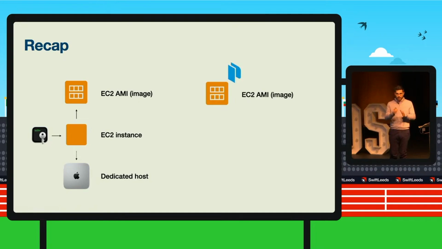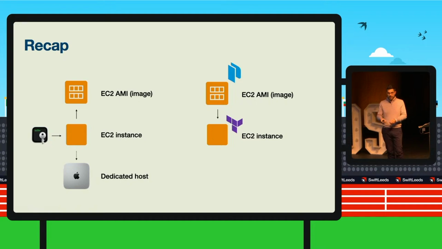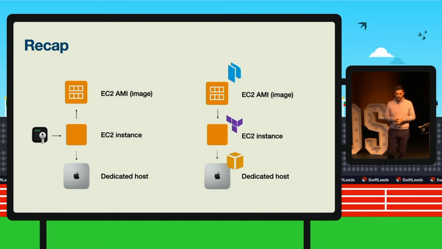We told Packer, OK, this is the setup. Create an AMI with a version of Xcode and macOS that I want. Create the AMI for me. And then with Terraform, we deployed the AMI to have our own infrastructure on the dedicated host that we had previously allocated using the AWS CLI. And this allowed us to have scaling, right? Because with a single invocation of the tool, we could scale to a number of instances.